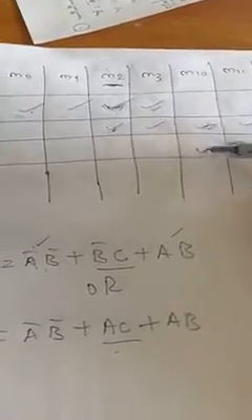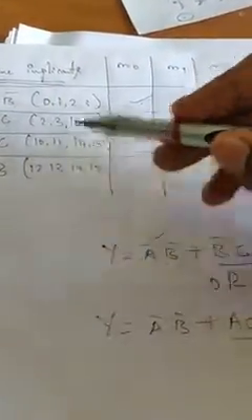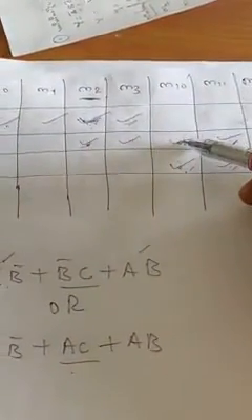Here you need to remember, these two were not considered at the first stage. We had considered only A bar B bar and AB. So we had an option, either we consider this tick mark or this tick mark. You can write either B bar C or AC. B bar C is also right and AC is also right. So this is what we call essential prime implicants.